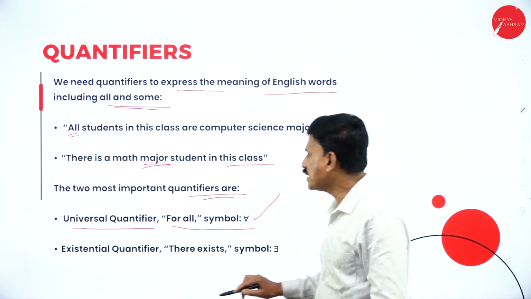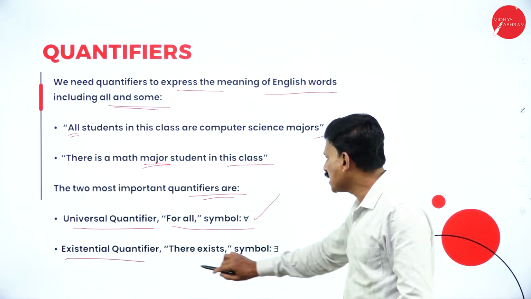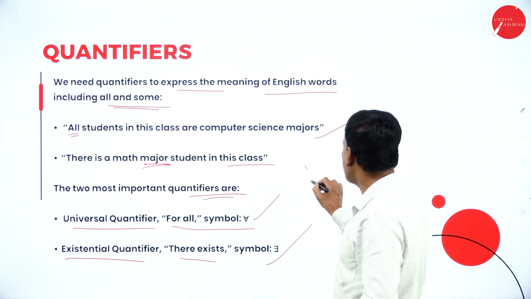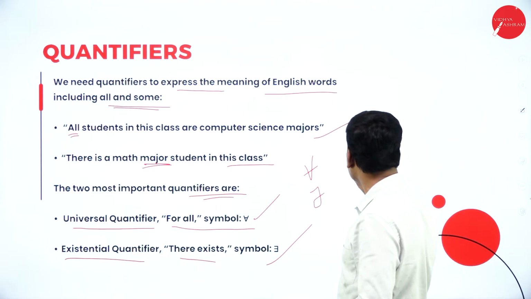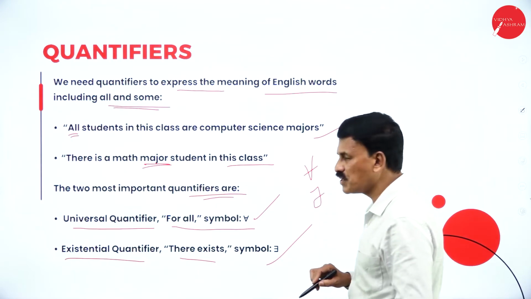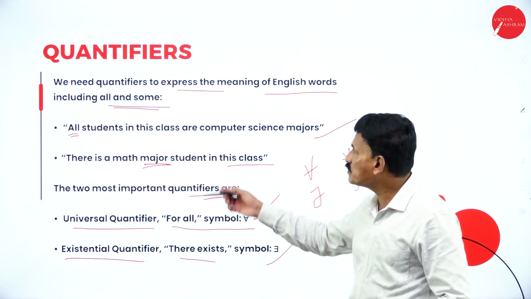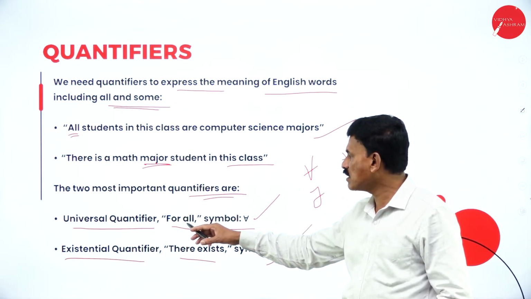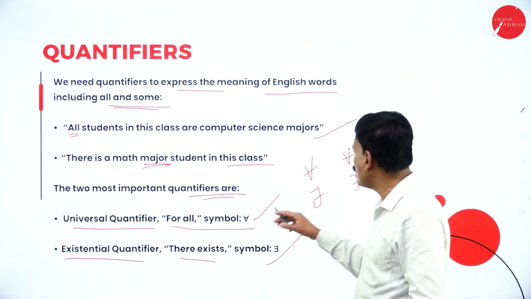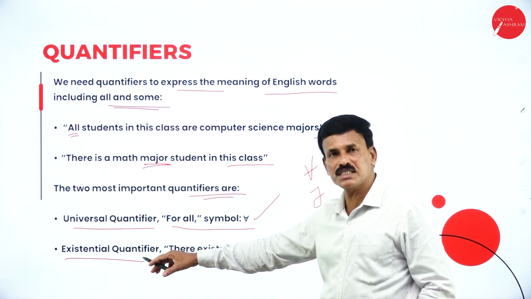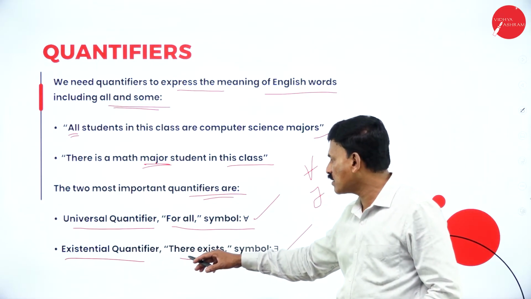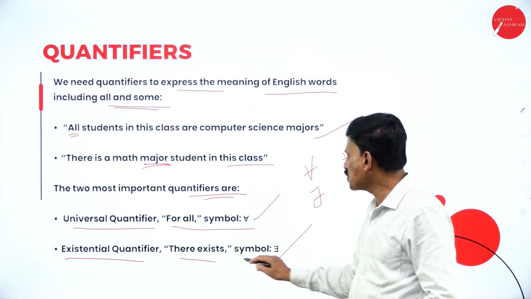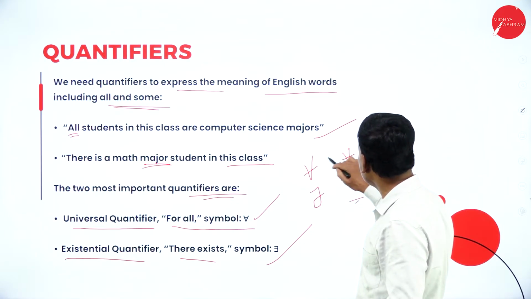So, the two most important quantifiers are the universal quantifier, that is for all, which we represent symbolically as ∀, and the existential quantifier, there exists, denoted as ∃. These are the two quantifiers which we use to solve problems in mathematical logic.